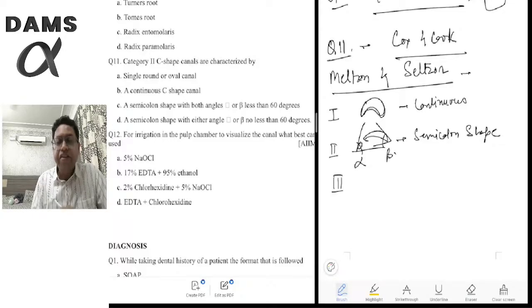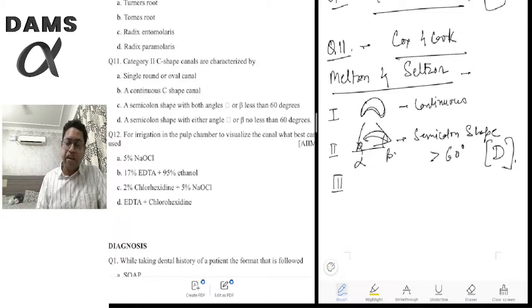If we geometrically define them, alpha and beta are the two angles which are geometrically used to define the anatomy of C-shaped root canals. Then they should be greater than 60 degrees. So if we look at the options, option D would be the answer.